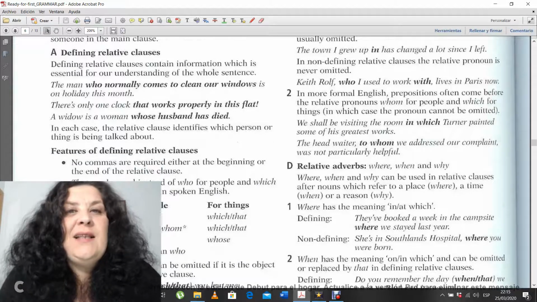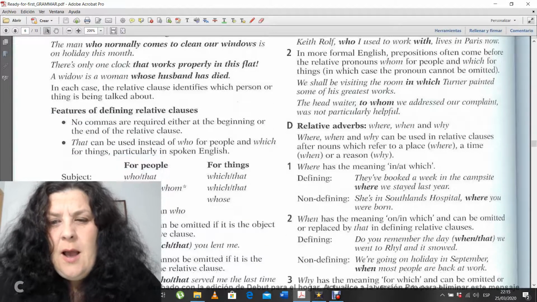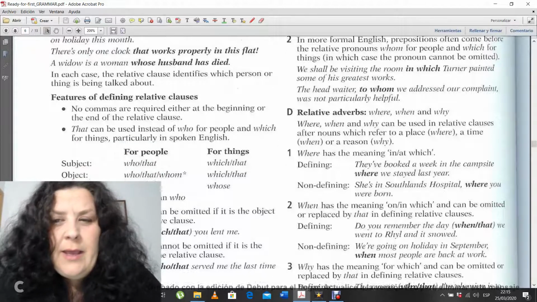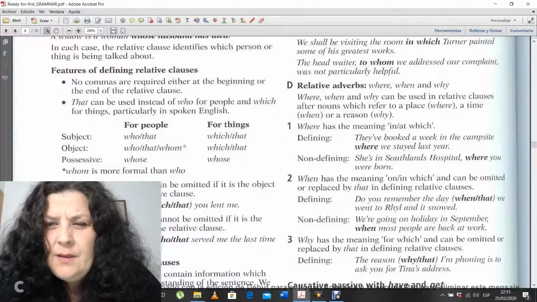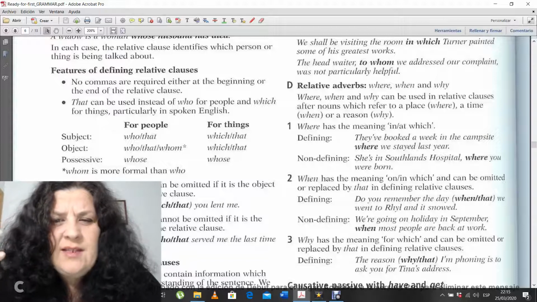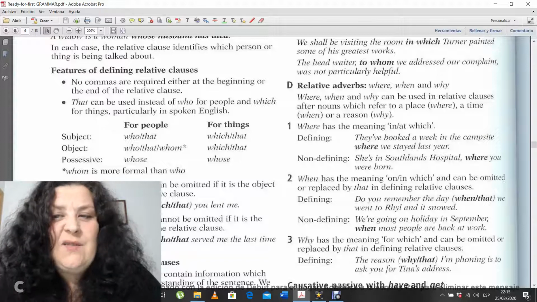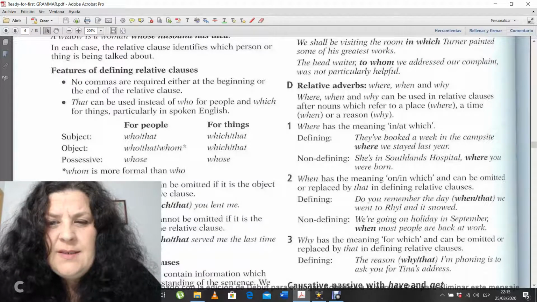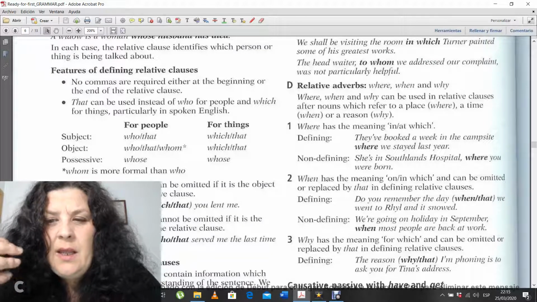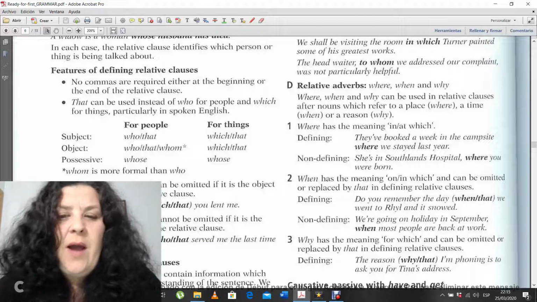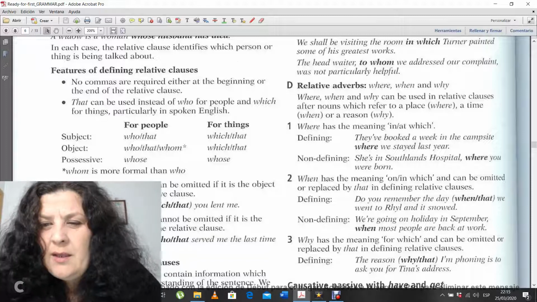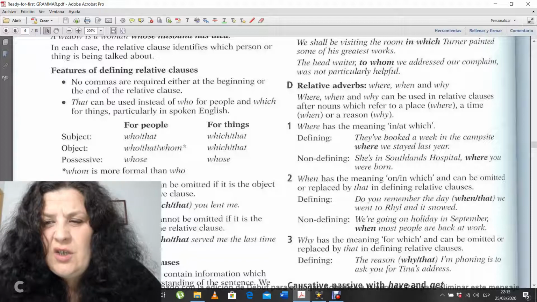And then we have the relative adverbs, where, when, and why. They can be used in relative clauses after nouns which refer to a place for where, a time for when, or a reason for why. So where has the meaning in which or at which. So in defining, they've booked a week in the campsite where we stayed last year.